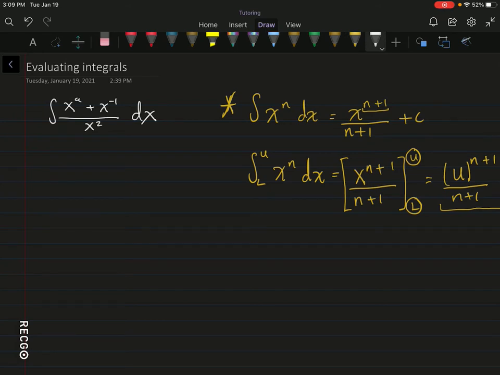So here we have x to the power of a plus x to the power of negative 1 over the same denominator, which is x squared. So we're going to go ahead and separate this fraction into 2, like this.